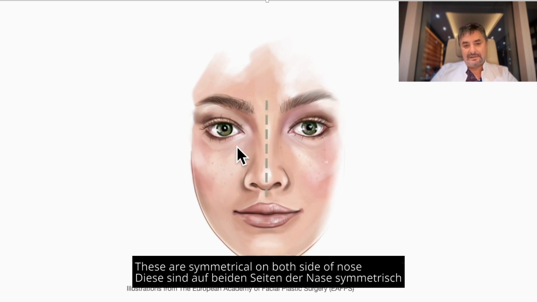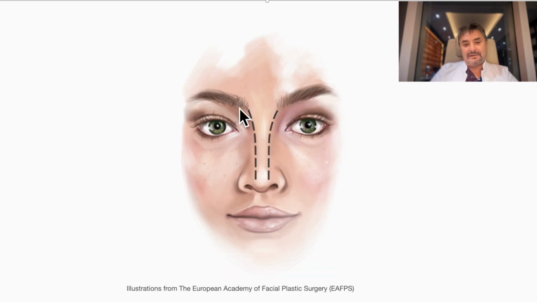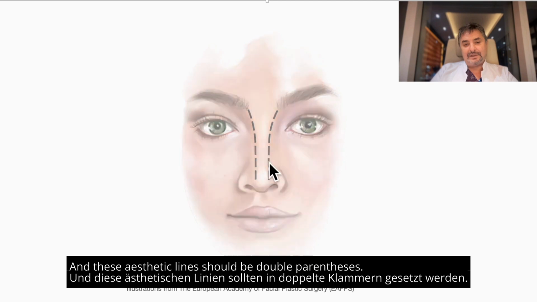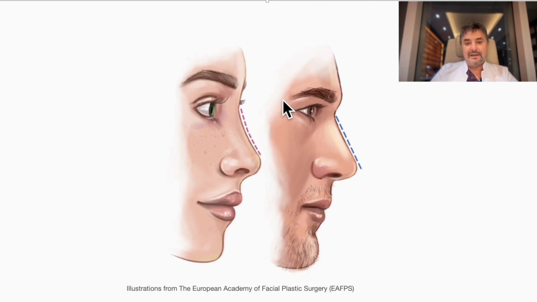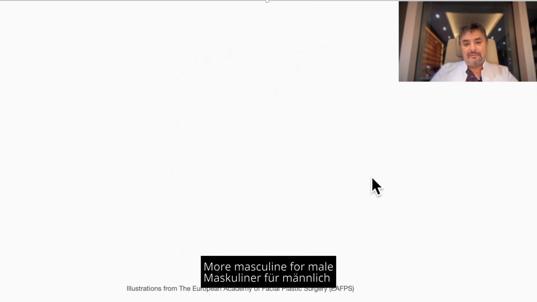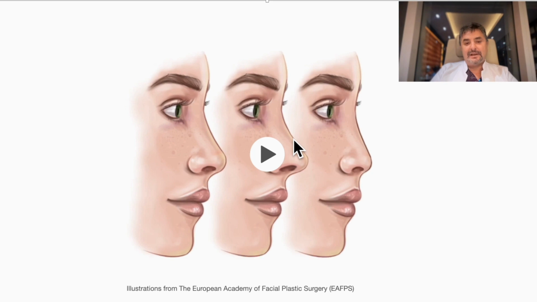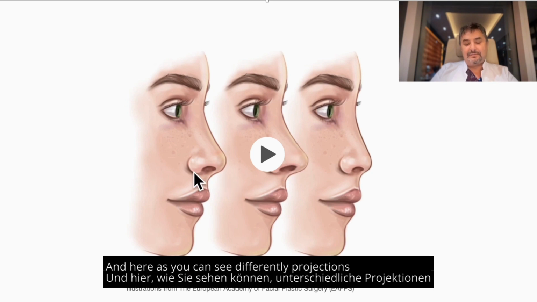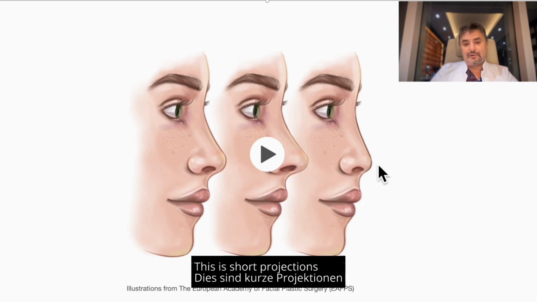These are symmetry of both sides of the nose, and also a better eyebrow to nose tip aesthetic line, and these aesthetic lines should be in a double parenthesis shape and straight. Male and female nose aesthetics differ: a more masculine nose is accepted better for males and a more feminine nose for females. And here you can see different projections. This is ideal projection, this is long projection, this is short projection.